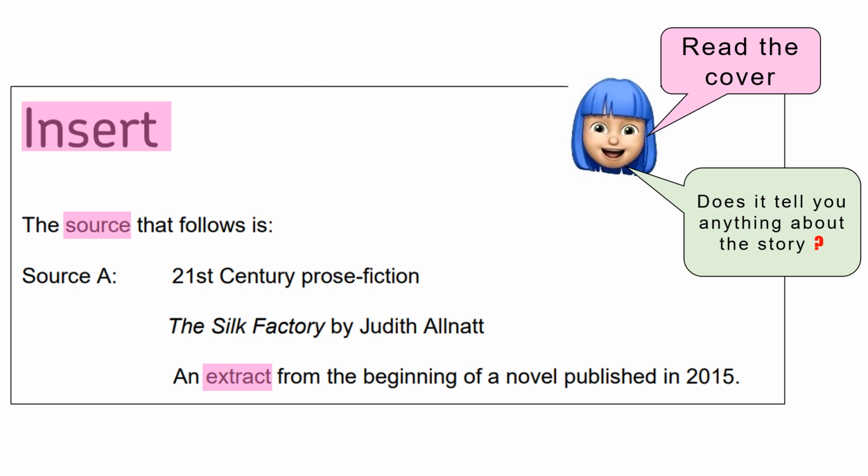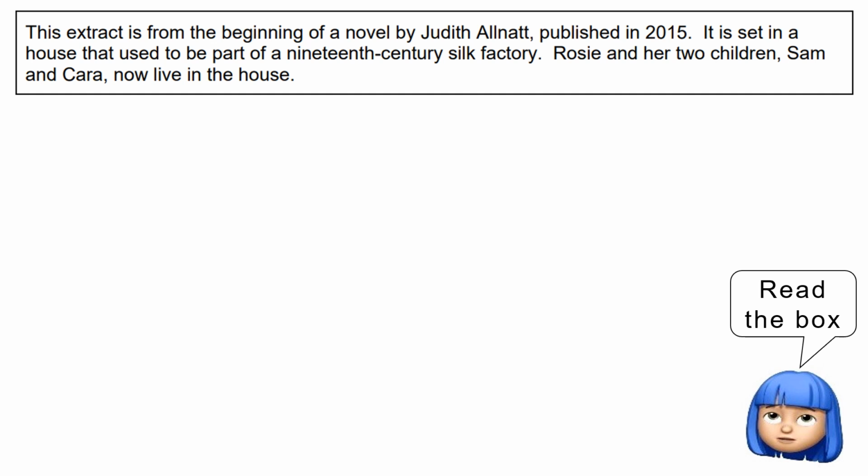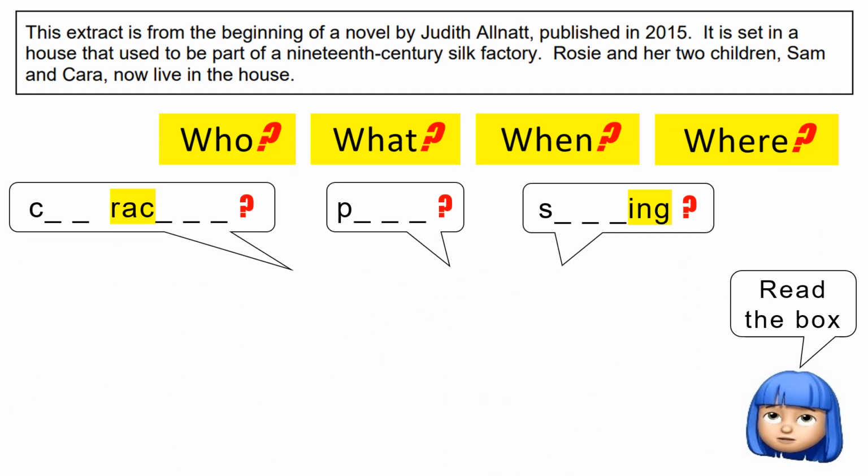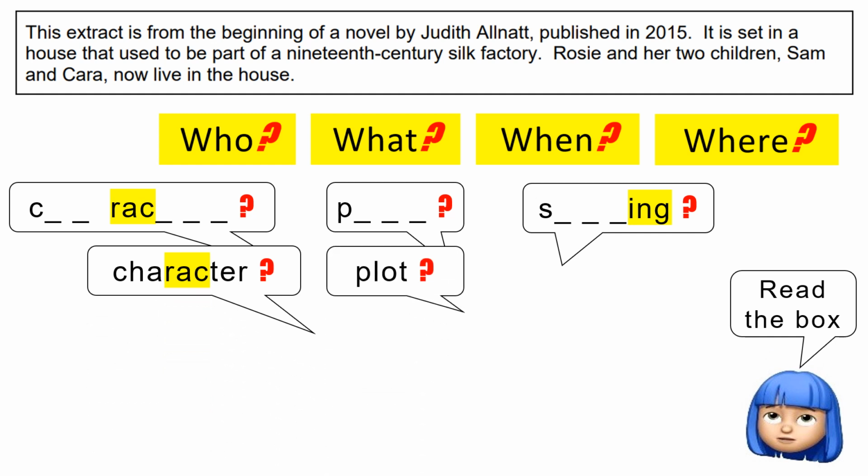Probably nothing much of use to you there, but maybe the fact that it's from the beginning of a novel and it's quite recent, 2015. So really an important exam tip is to read the box that appears at the start of the source, and it gives you a lot of information about what's going on in the story. 3 key elements of any story is character, plot and setting. So you're trying to find out what's going on in relation to those 3 things in this particular story.